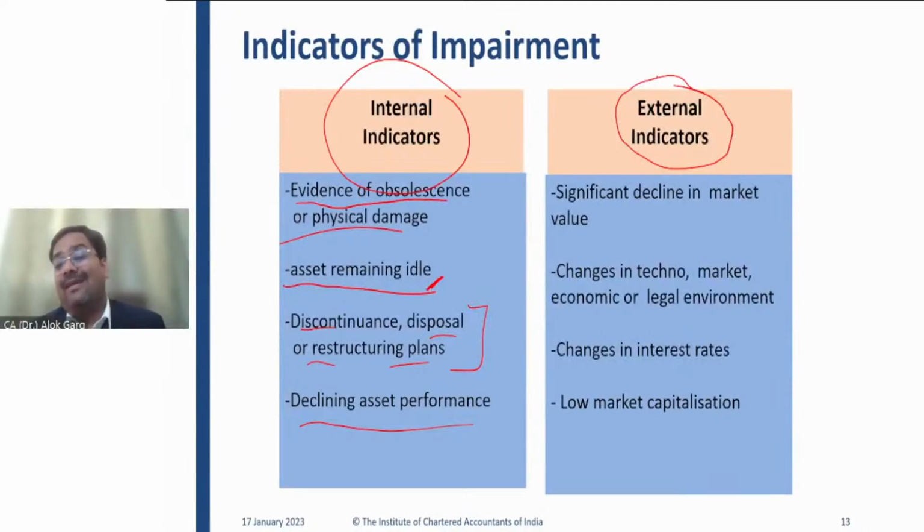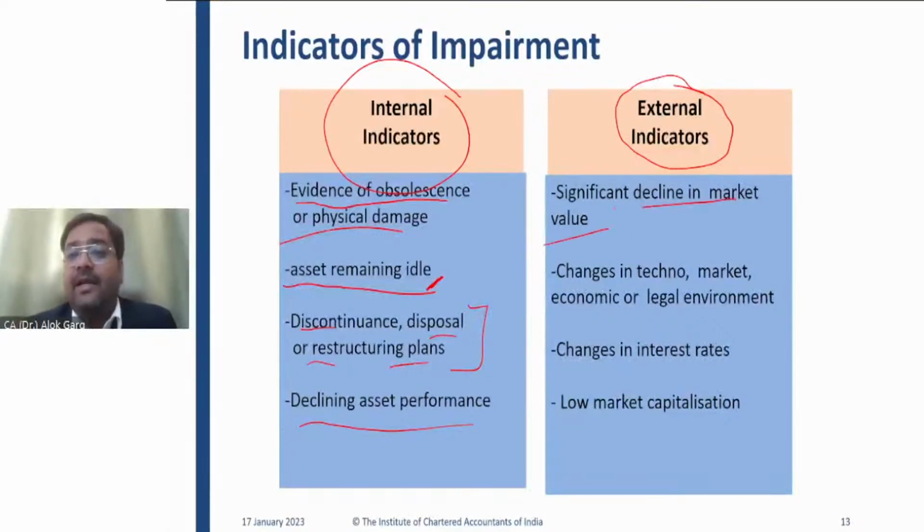So friends, the crux of the story is, if there is a significant decline in market value, it is called for checking the recoverable value. Sir, let's say there is a significant decline in market value, but value in use is still higher. In that case, what will happen? Of course, you have to check the higher of fair value less cost to sell and value in use. As simple as that, right? Is it clear?